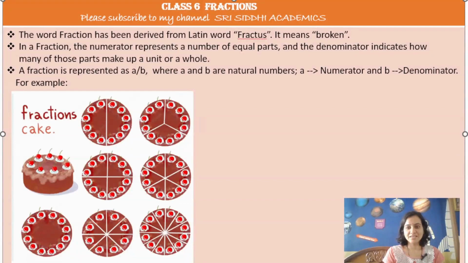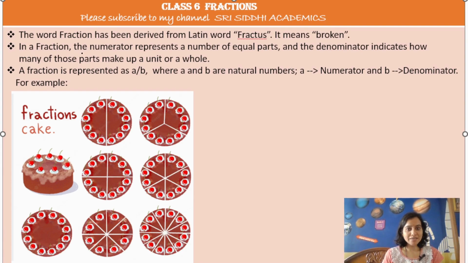Let's start with fractions. Now the word fraction, where has it been derived from? It has been derived from the Latin word fractus. Fractus का मतलब क्या होता है? Broken. कुछ जो टूटा हुआ है. That means fraction. Now in a fraction, what parts do we have?